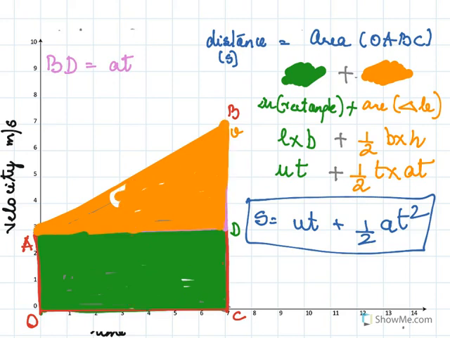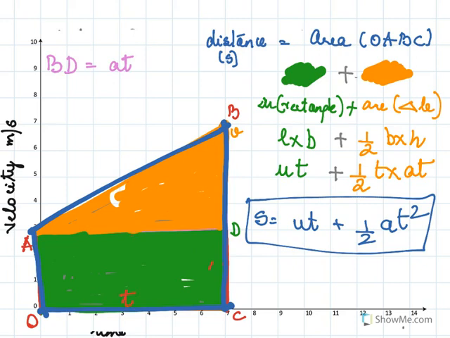To go over it again, in this sum we have to calculate this entire area. And this entire area is made up of two parts. One is this green rectangle, and the area of the green rectangle is length into breadth.